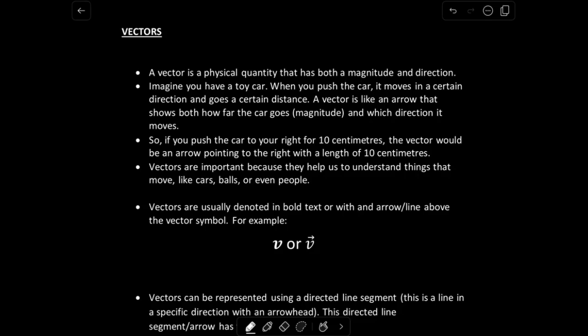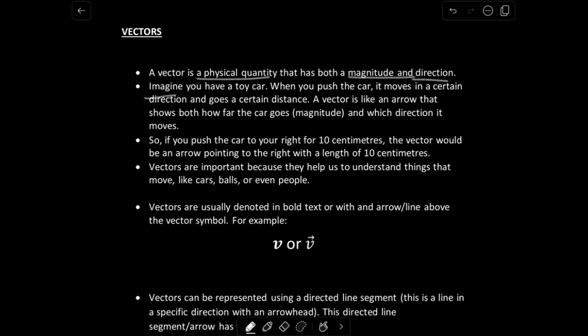We're covering the section vectors. So a vector is a physical quantity that has both a magnitude and a direction. So a vector has two things, a magnitude and a direction. Now, it's a bit difficult to understand with the definition, so let's imagine something.